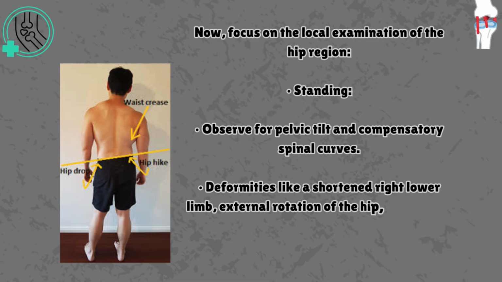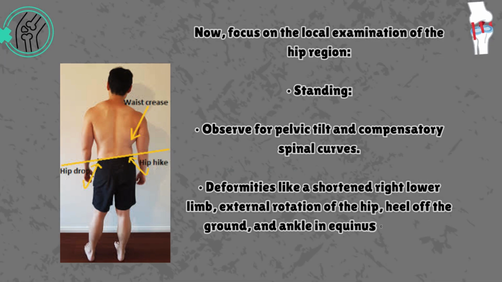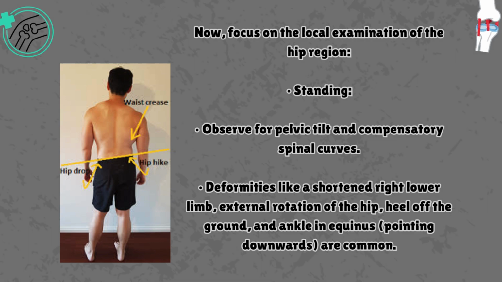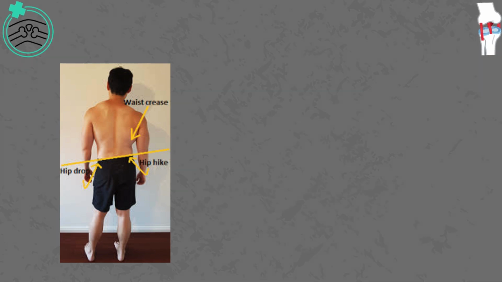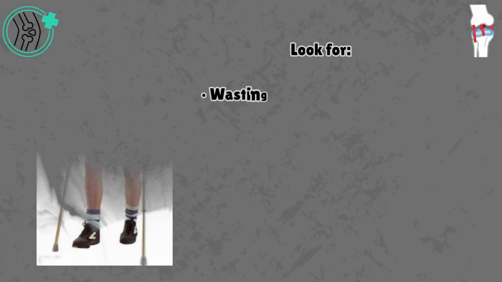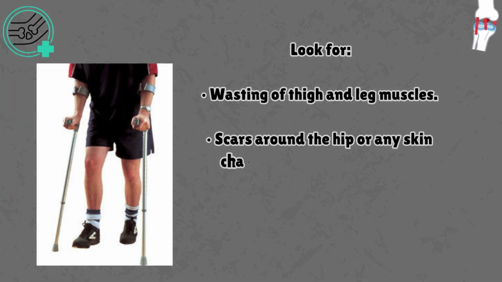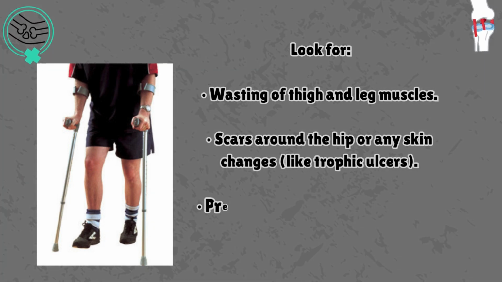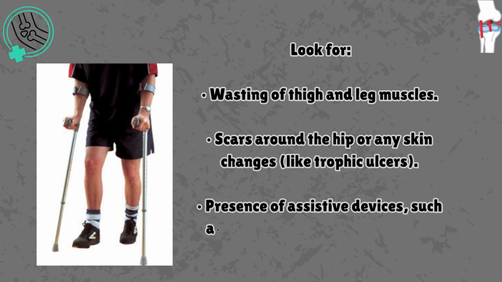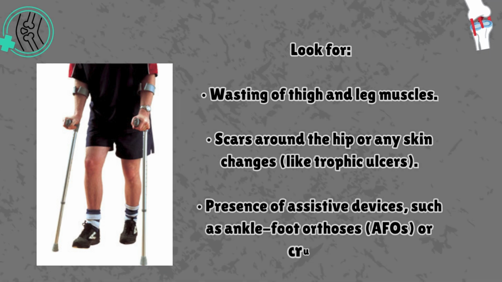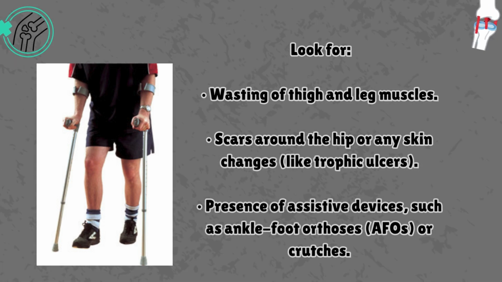Deformities like a shortened right lower limb, external rotation of the hip, heel off the ground, and ankle in equinus are common. Look for wasting of thigh and leg muscles, scars around the hip or any skin changes, like trophic ulcers, presence of assistive devices, such as ankle-foot orthoses or crutches.